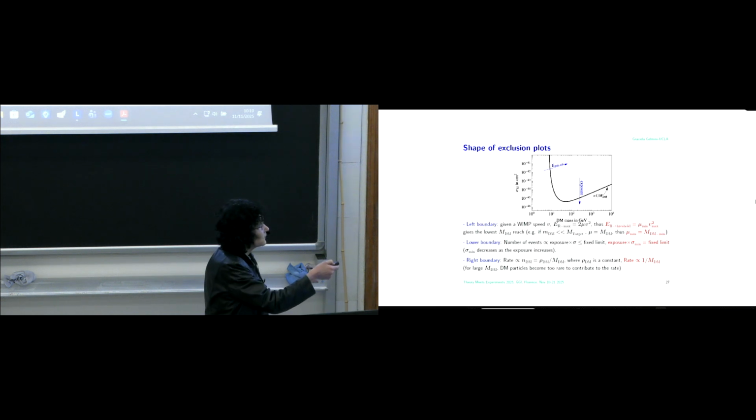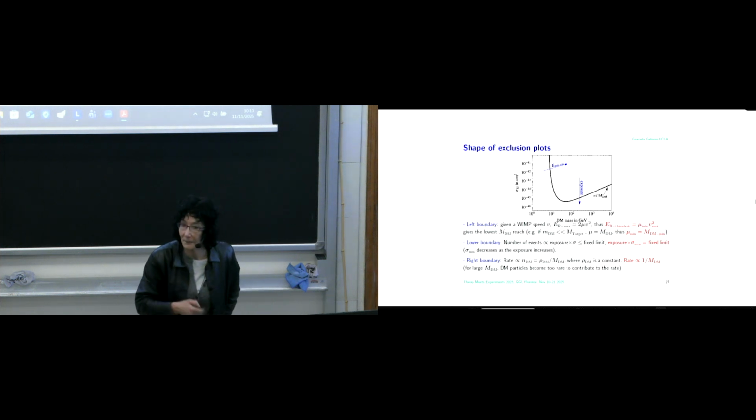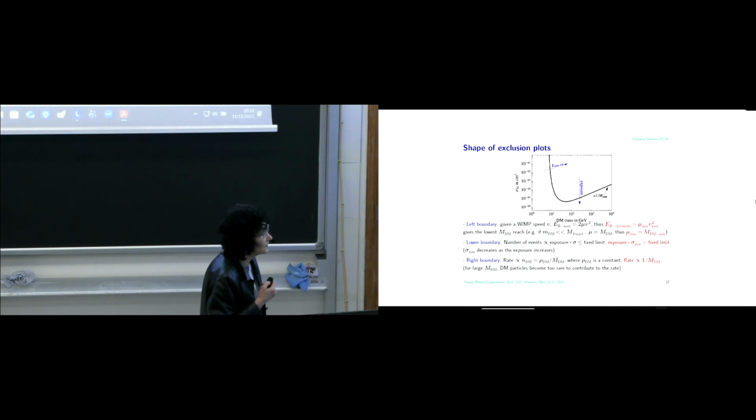Then the number of events is proportional to the exposure times the cross section. And of course you get an upper limit. This is for an upper limit. This is smaller than a fixed number. Therefore, exposure times sigma minimum is equal to a certain fixed limit that is given precisely by your upper limit on the number of events of dark matter that you can measure. So sigma decreases as the exposure increases because this product is fixed.